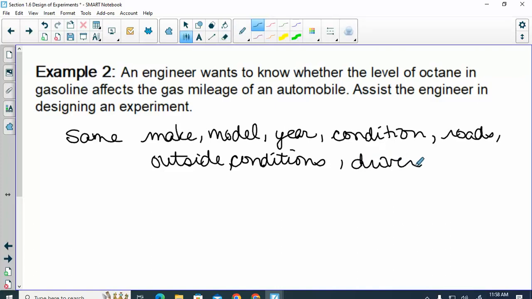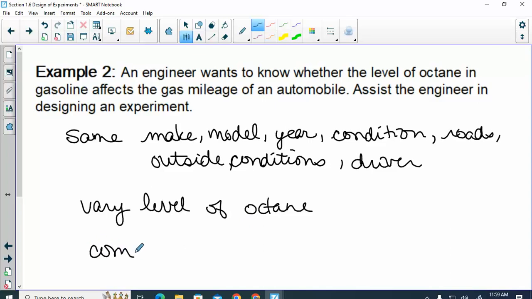So essentially, we are trying to keep everything the same except the level of octane. So all those things are the same. We will vary the level of octane, and then compare the mileage.